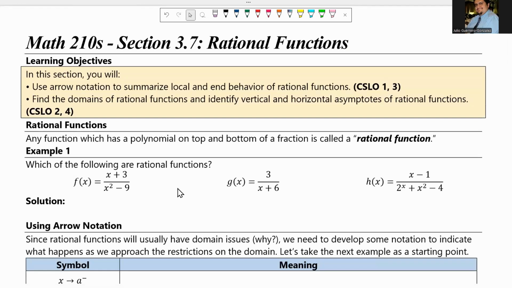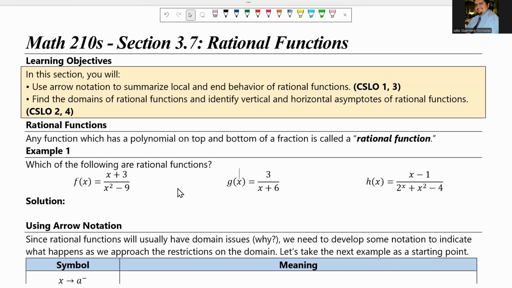Hello, everyone. This is the lecture for section 3.7 for the Math 210S portion of our course, Rational Functions. So what we're going to do in this section is define a certain group of functions, right? And it's going to help us write down and sort of formalize some of the language that we're going to be using in calculus.